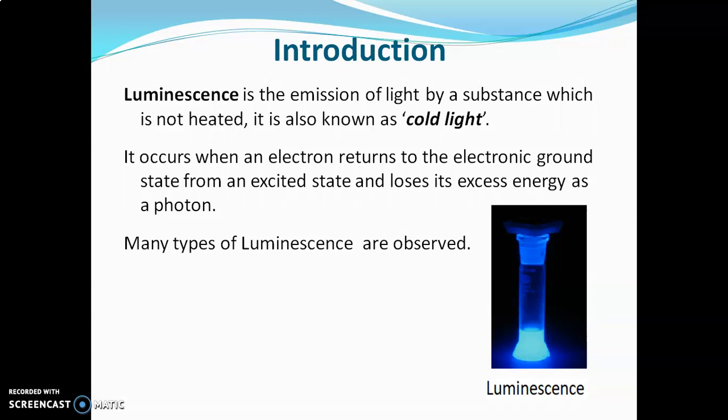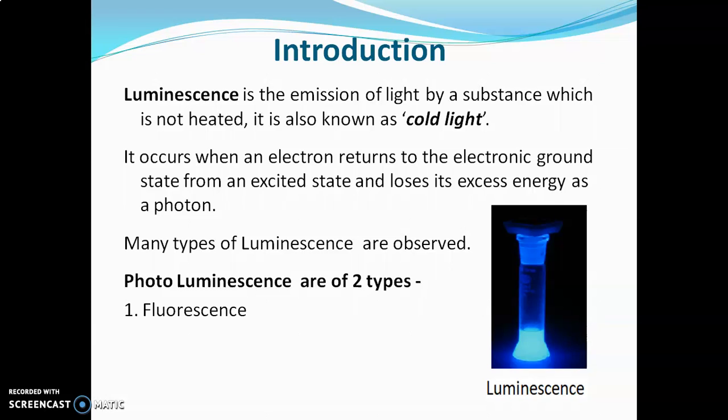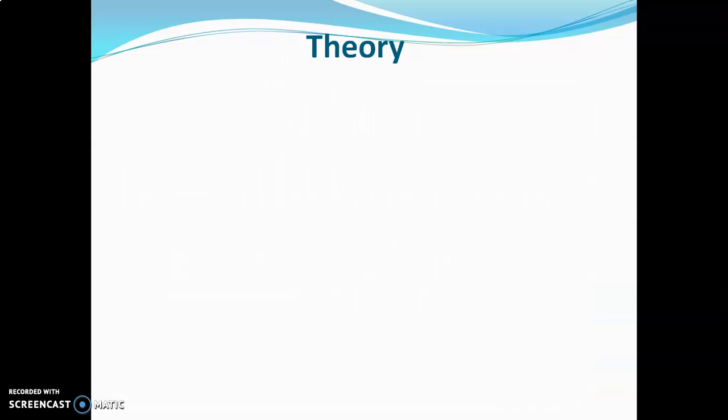Many types of luminescence are observed in nature like bioluminescence, chemiluminescence or photoluminescence. We'll study photoluminescence. There are two types of photoluminescence, fluorescence and phosphorescence. Now we'll go for theory. Before starting the theory of fluorescence and phosphorescence, one should keep in mind some points.